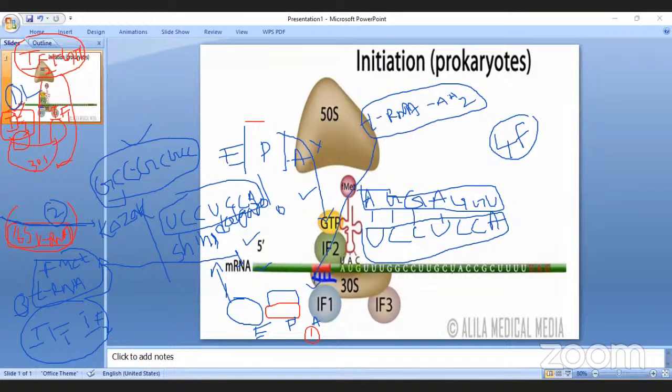And also here, the formation of different types of complexes. First, formation of the ternary complex. Next, formation of the 43S initiation complex. Formation of the 40S initiation complex. Formation of the 80S complex. That is somewhat different when compared with prokaryotes. I will give you clear notes during practical classes about the prokaryotic and eukaryotic initiation.